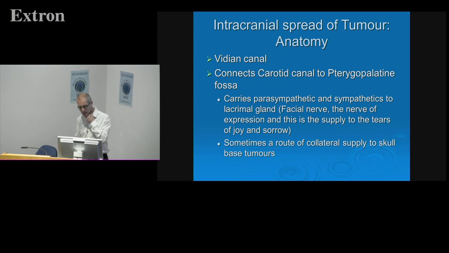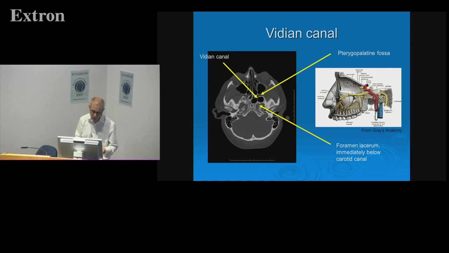Vidian canal. Okay, so you can see it's sort of poetic, isn't it? Like tears of joy and sorrow of the facial nerve. So it connects the carotid canal with the pterygopalatine fossa. This is what used to be viewed as foramen lacerum invasion, but actually it was tumour spreading along the Vidian canal, and in fact, because it's got cartilage in it, foramen lacerum is infrequently perforated by tumour coming up. It's much more likely that it's got to the pterygopalatine fossa and then spread along the Vidian canal backwards.